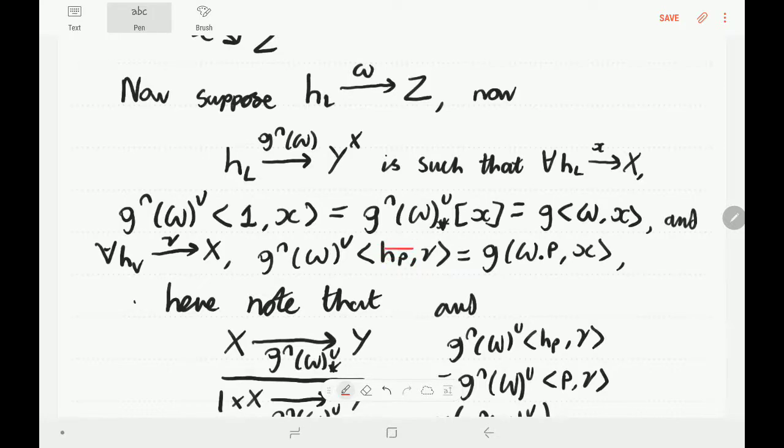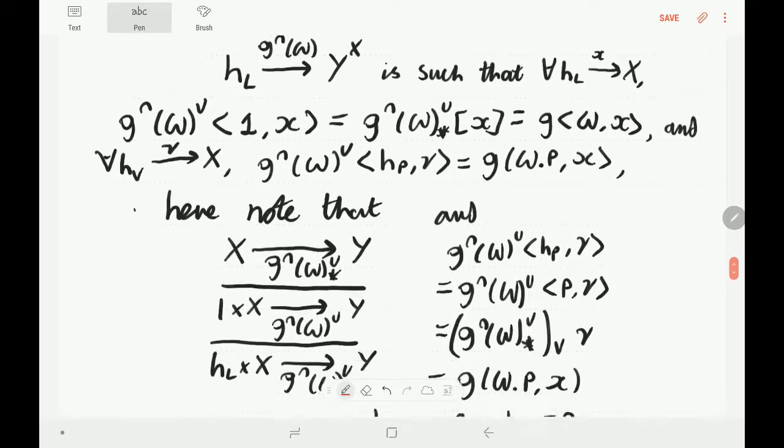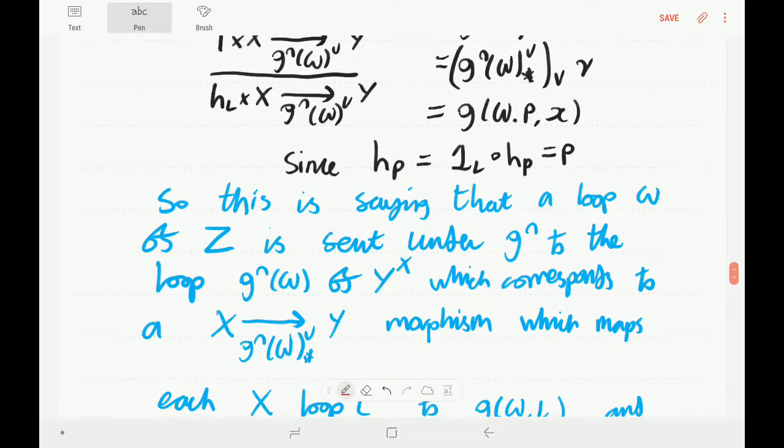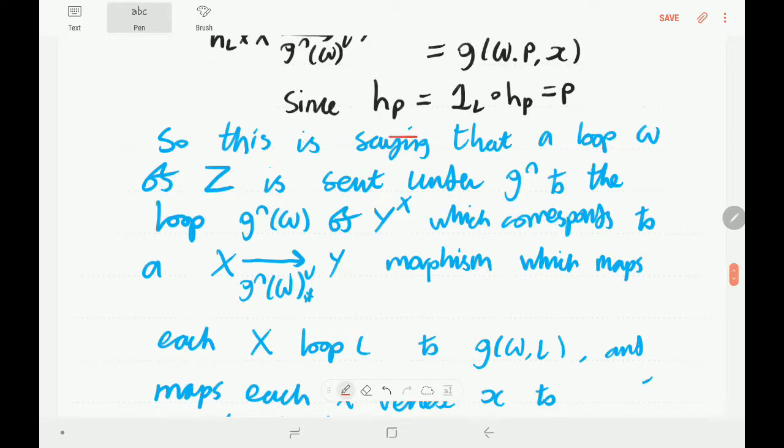And I think this h of p here actually just becomes a 1v. Or maybe a p, but I think it's 1v anyway.